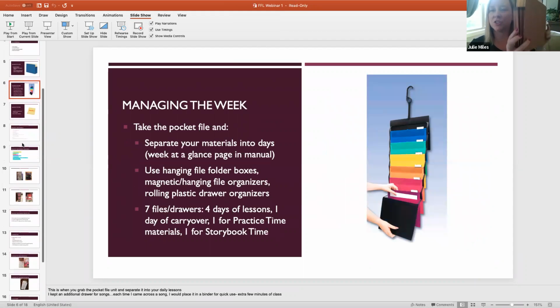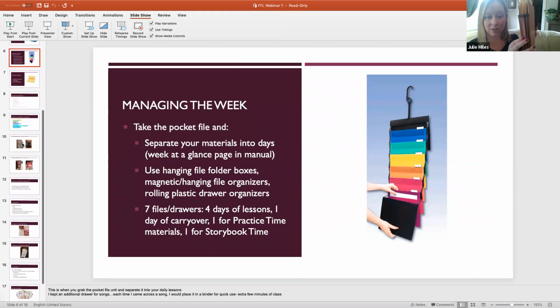Okay, so once you've got your unit, you're ready to go, say you're in unit 8, you pull the sucker out of your big box, then what? This is what you do. You're going to manage your week, because within your big pocket accordion style folder is everything you need for the week, but you need to separate it. And so this is where the planning comes into play.